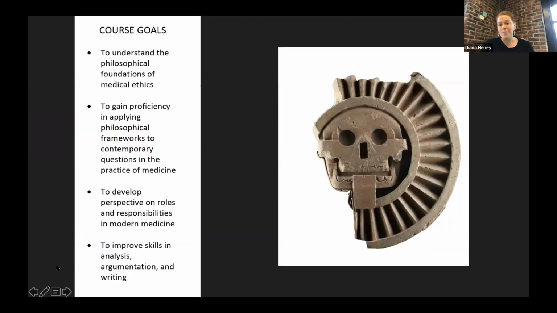One of the things that putting the class online forced me to do was really go back to bare bones, like what am I doing here? What are the goals? So these were the goals of the Introduction to Medical Ethics class.